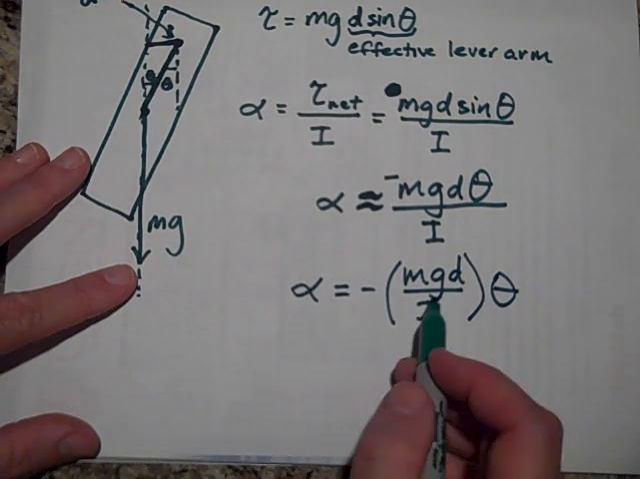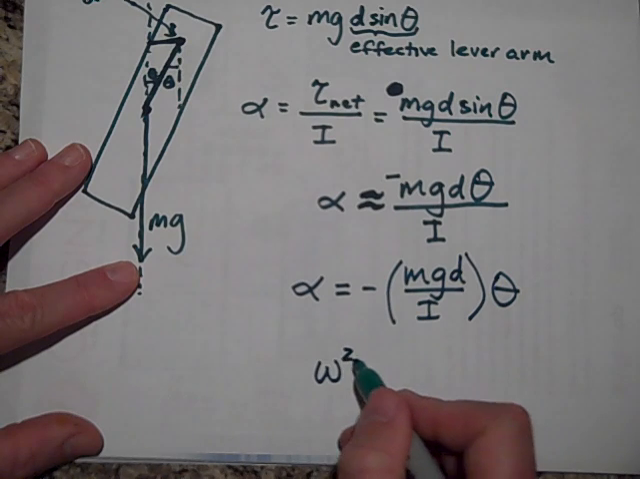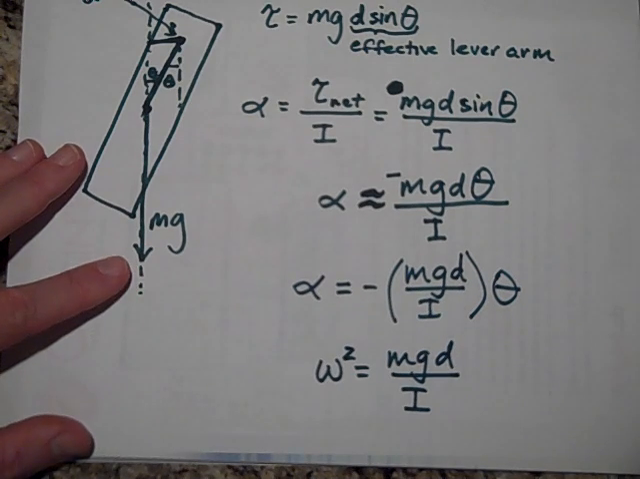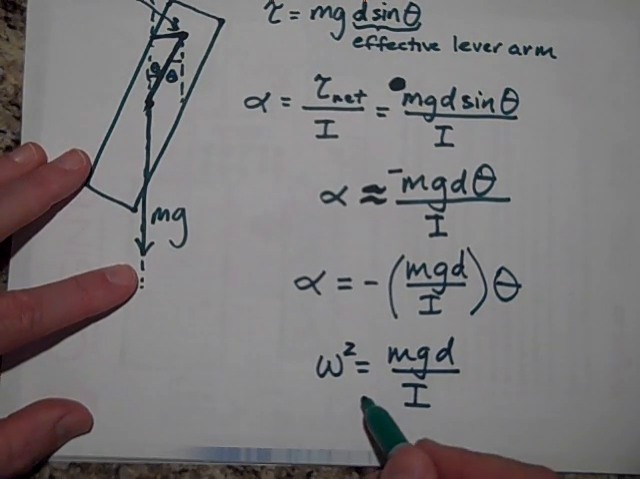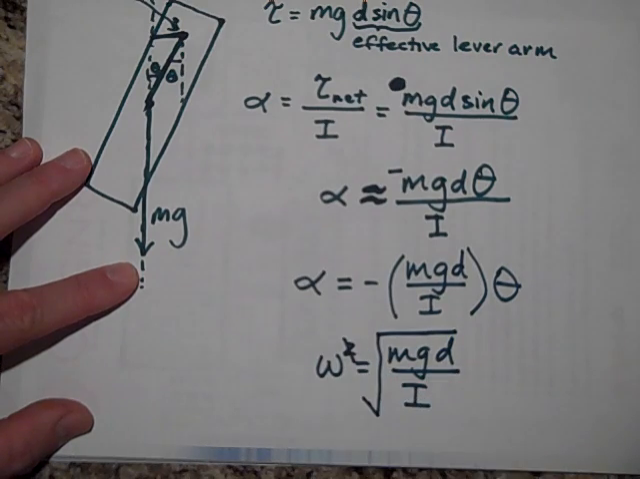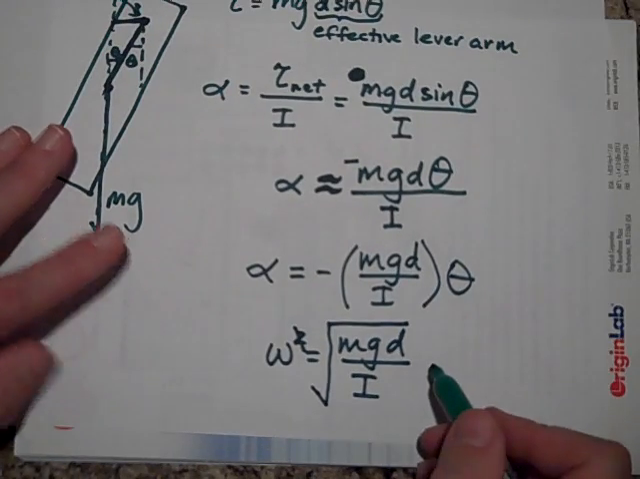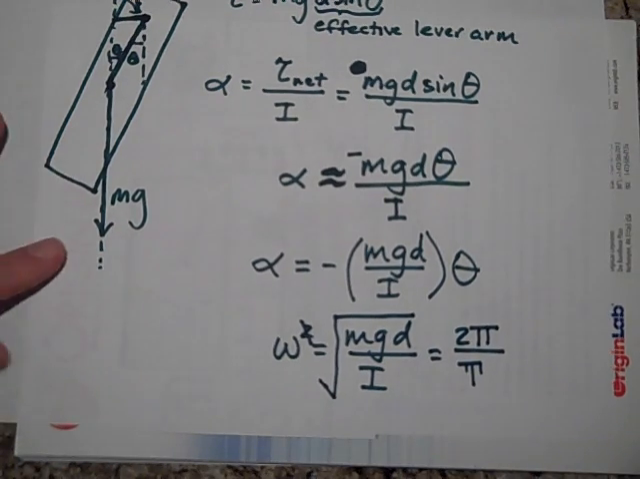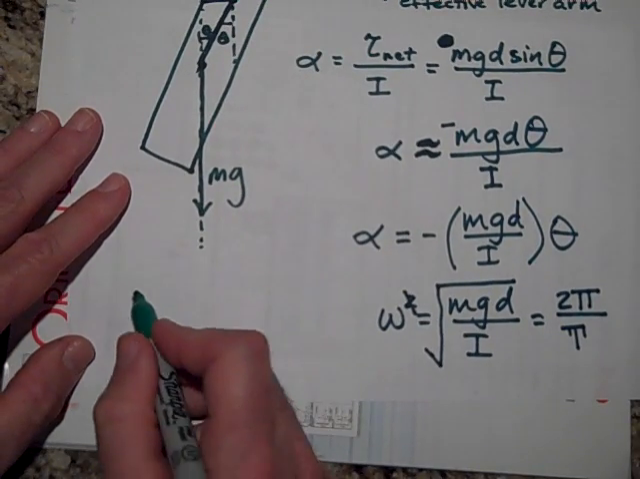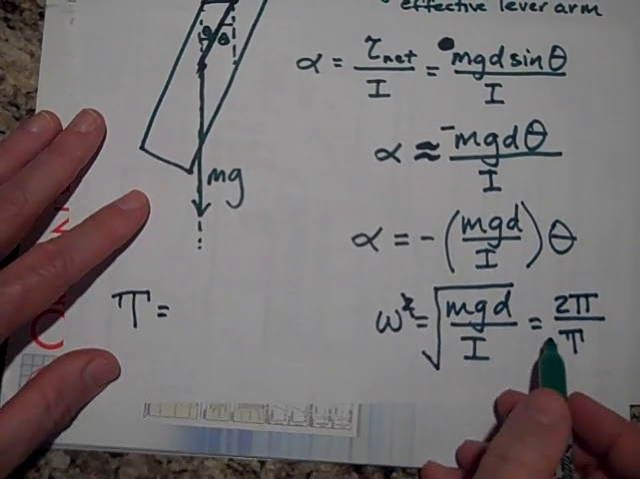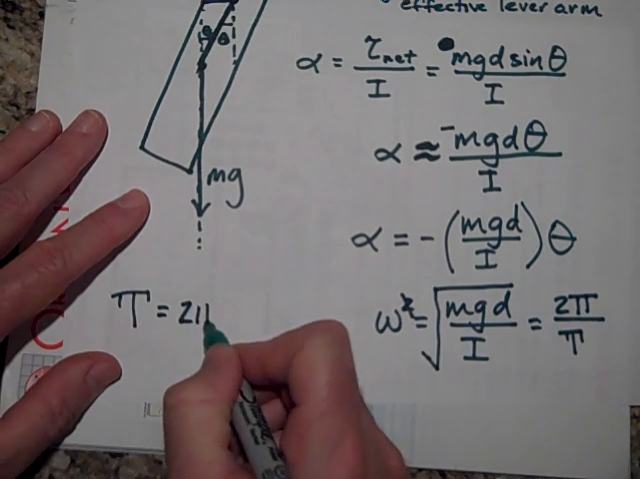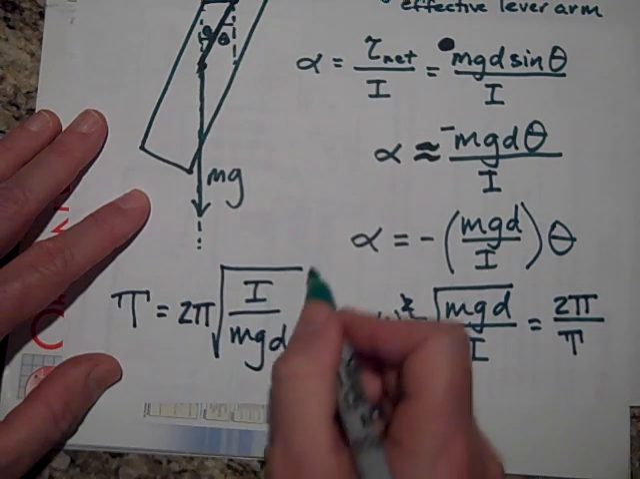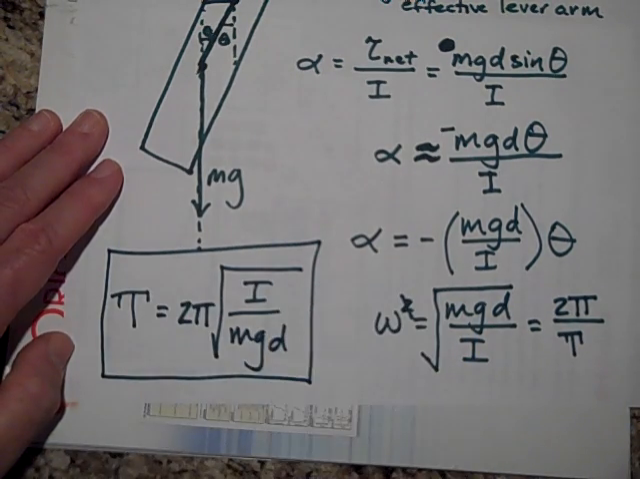All right, so it turns out that this is omega squared. And if that's the case, then this square rooted is omega. And omega is equal to 2 pi over the period. So the period, come on over here with me, the period of a physical pendulum. If I bring this over here and that underneath, it's going to be 2 pi times the square root of I over mgd. That's the derivation.